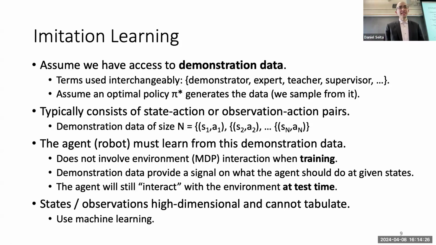Now, the demonstration data will consist of paired states and actions. At state S1, the action that the demonstrator took would be A1, and so on. This would be one episode, or maybe a bunch of episodes. In fact, you usually want more than one, since more data is usually better.